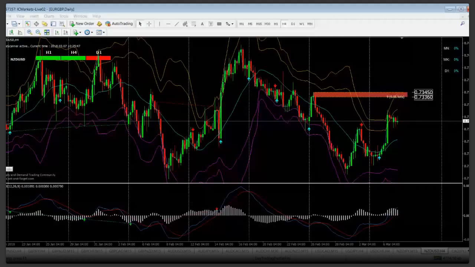Okay, so let's get in that trade. So it's like a 20 pip, and the target is 2-to-1 risk reward, 20 pips. See what happens.